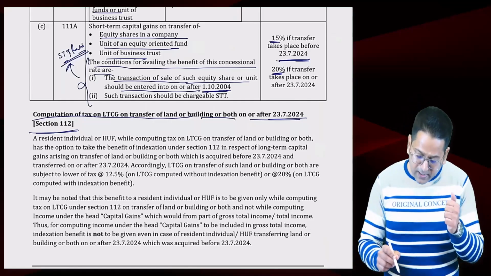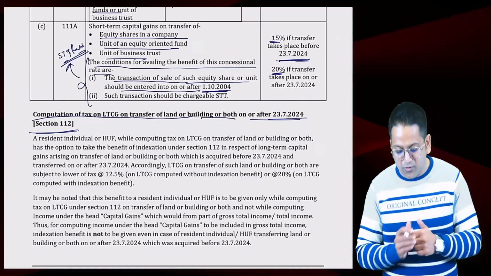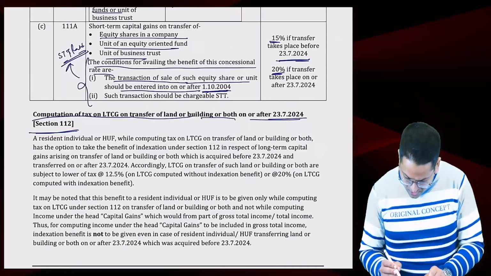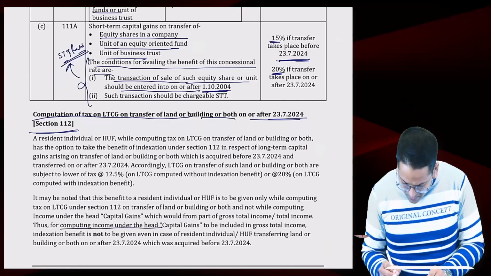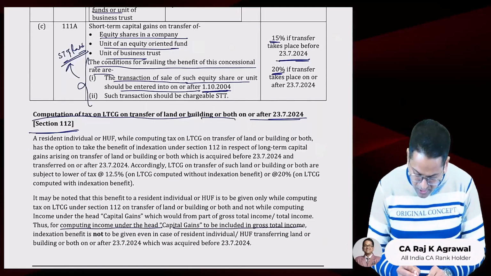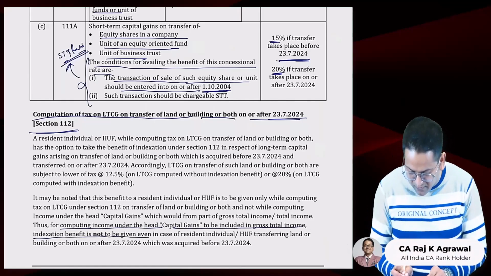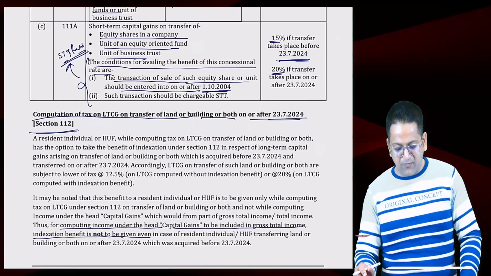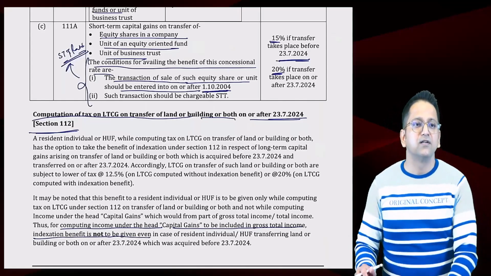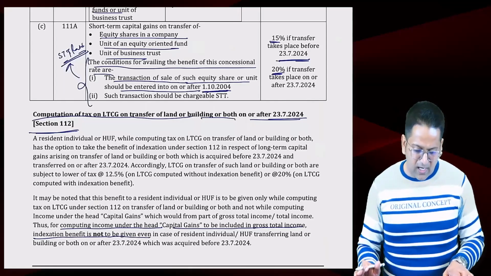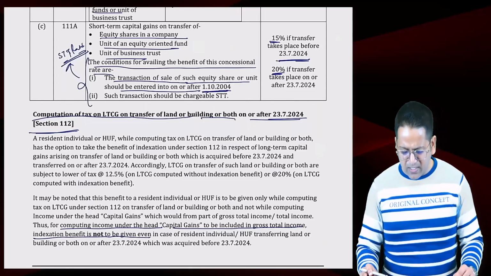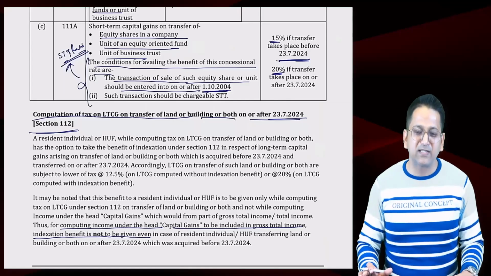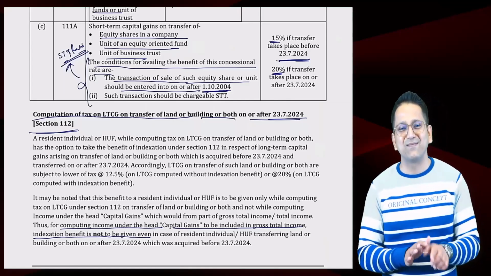But if you are computing capital gain, it's done without indexation. Thus, for computing income under the head capital gains to be included in gross total income, indexation benefit is not to be given. I have already shown this to you in the computation. There were so many amendments in capital gains, and now there are even more amendments. In the next class, we will see the remaining amendments. We will end today's class here.